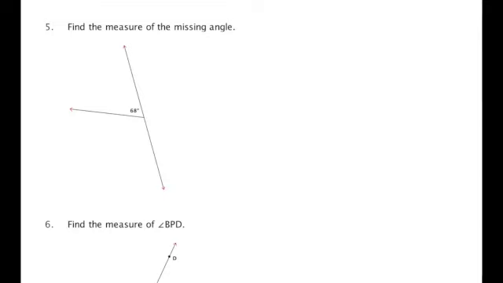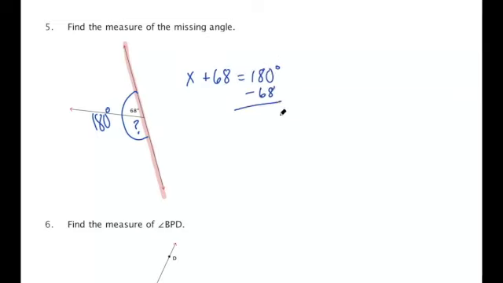So yeah, we got this straight line. We've got two angles that make it up. It is going to be 180 degrees. So this unknown angle, so x plus 68 is 180. You're simply subtracting. Just subtract 68. 180 minus 60 is 120, so 12 more.